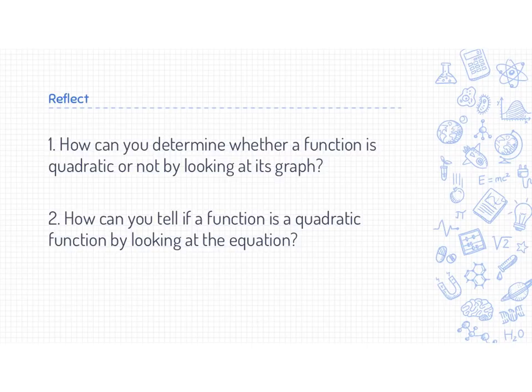How can you determine whether a function is a quadratic or not by looking at its graph? As we saw on the previous, any parabola or quadratic has this U shape to it, whether it's vertical concave up or vertical concave down. It's technically what we call a parabola. And then how can you tell if a function is a quadratic function by looking at the equation? That one we will discuss in class, so be ready to answer that question.